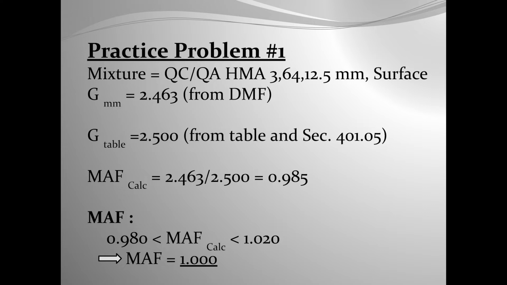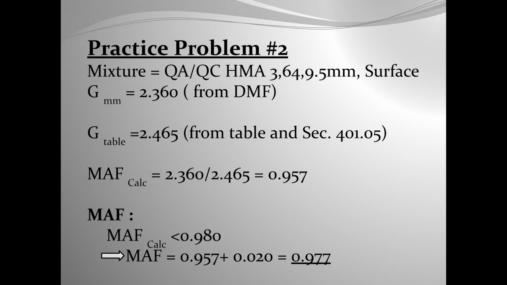This is a surface category 3 mix. Your specific gravity that's given to you on your DMF is 2.463. Because you're using a surface mixture, you know that 2.500 is what you're pulling as your GMF from the table. And it's really just a simple division. 2.463 divided by 2.500 is 0.985. Because 0.985 is within that range, INDOT allows you to keep your MAF the same. Your MAF for this mixture is 1.000. Are there any questions on that?